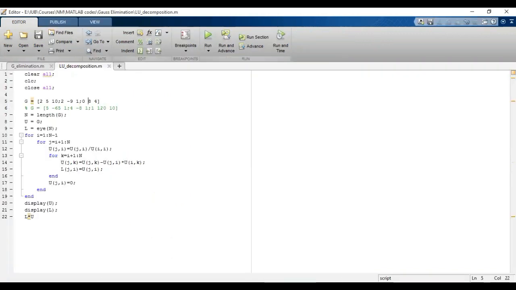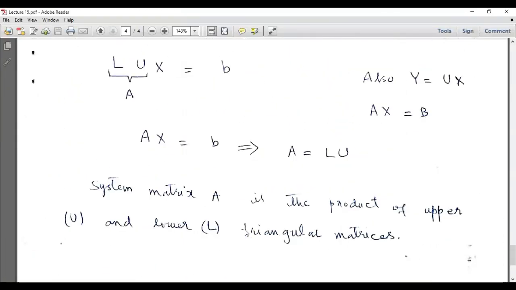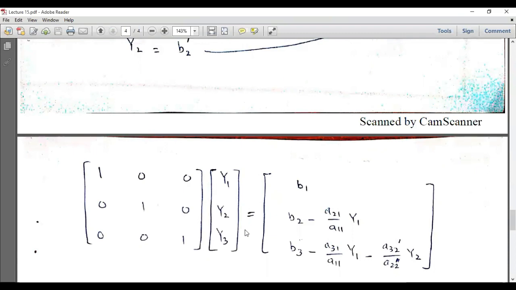So that is all about today's lecture, and I hope you have understood the concept which is discussed in this lecture on Gaussian elimination and LU decomposition methods.